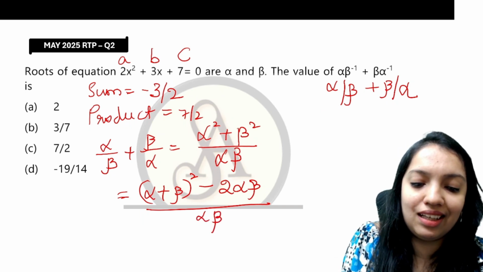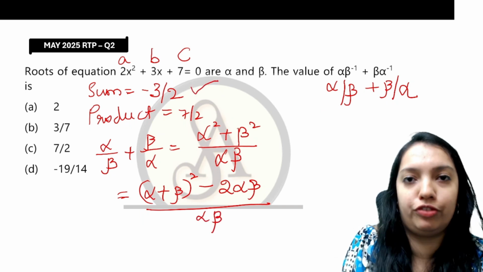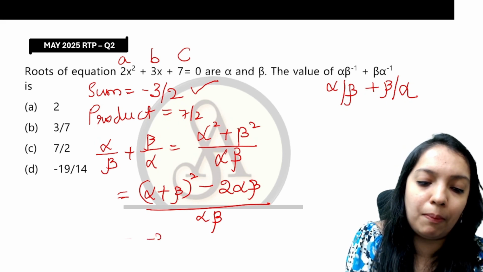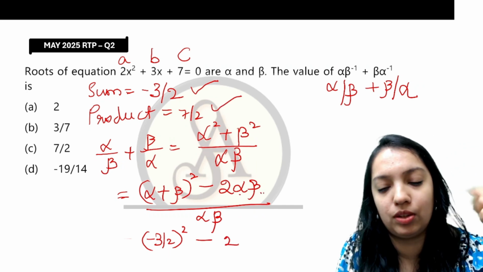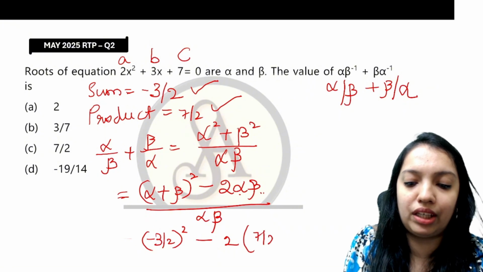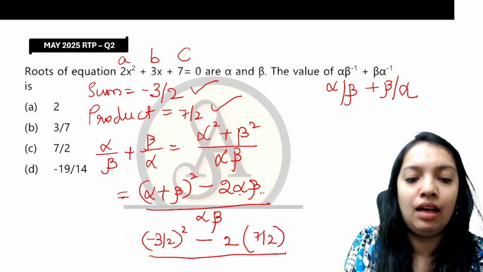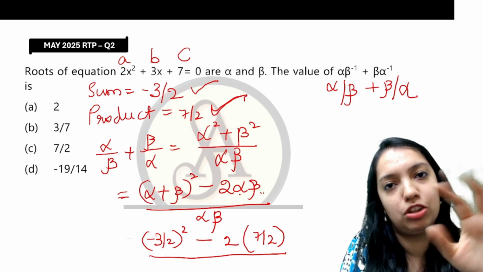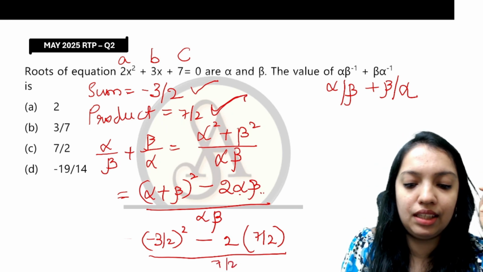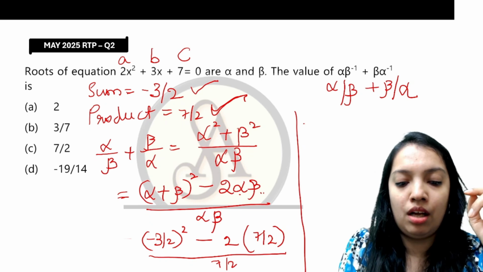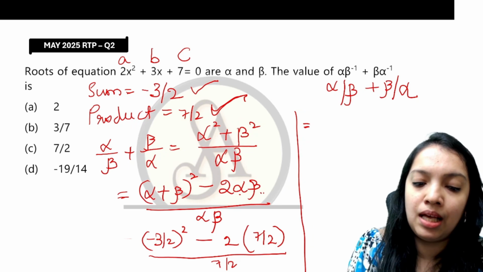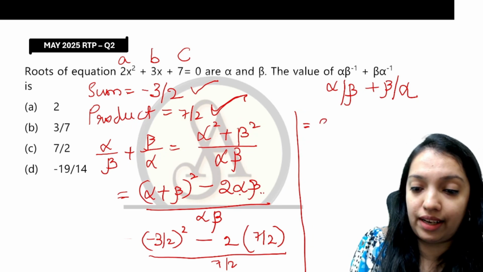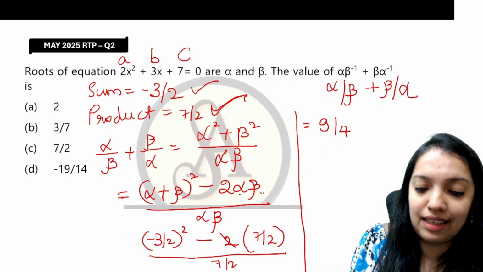Now, how do I get this alpha plus beta, sum of the roots? So, this value is going to become (minus 3 by 2) the whole square minus 2 times. What do you mean by alpha beta? This is product of the roots. And that value is 7 divided by 2, whole divided by again alpha beta value which is equal to 7 divided by 2. In the next step, let's square it. Now, what is (minus 3 by 2) the whole square? Minus into minus will become plus, 3 into 3, 9 divided by 4. I'll cancel 2 and 2.